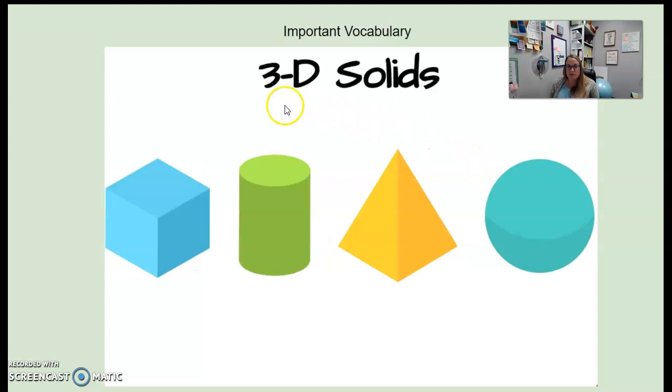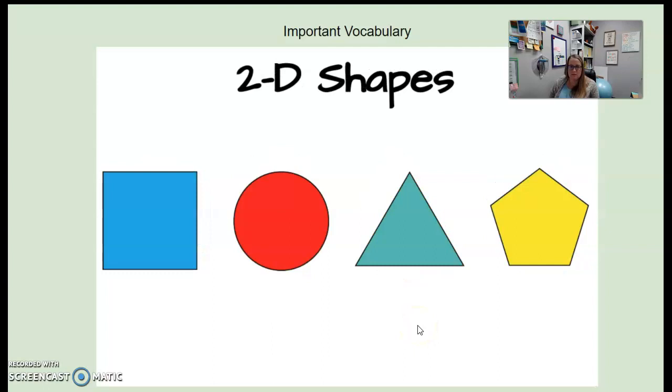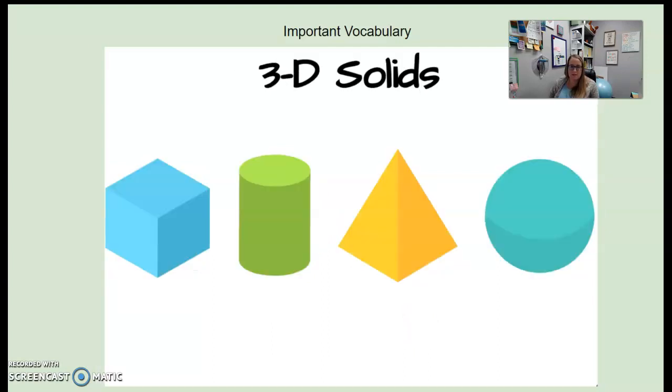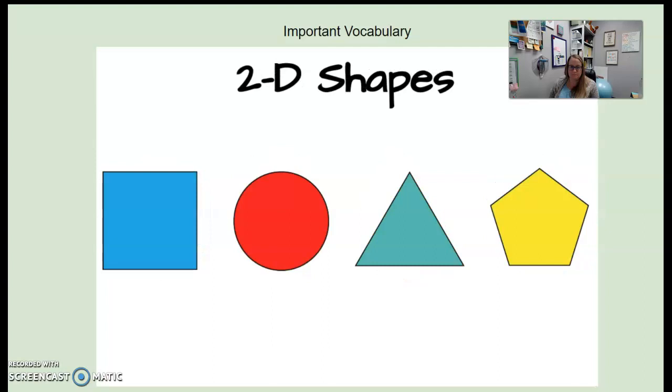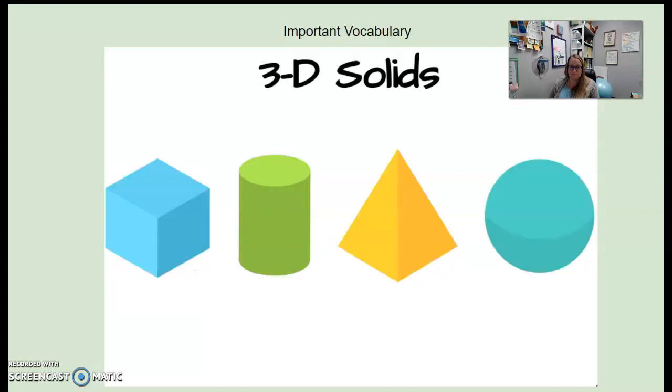Today we're going to introduce a new one, and it's 3D solids. So I want you to look at these pictures. So we have this solid, this solid, this solid, and this solid. How does this look different from this? Turn and talk to somebody just for 20 seconds. How does this and this look different? All right, come back to me in 3, 2, 1.